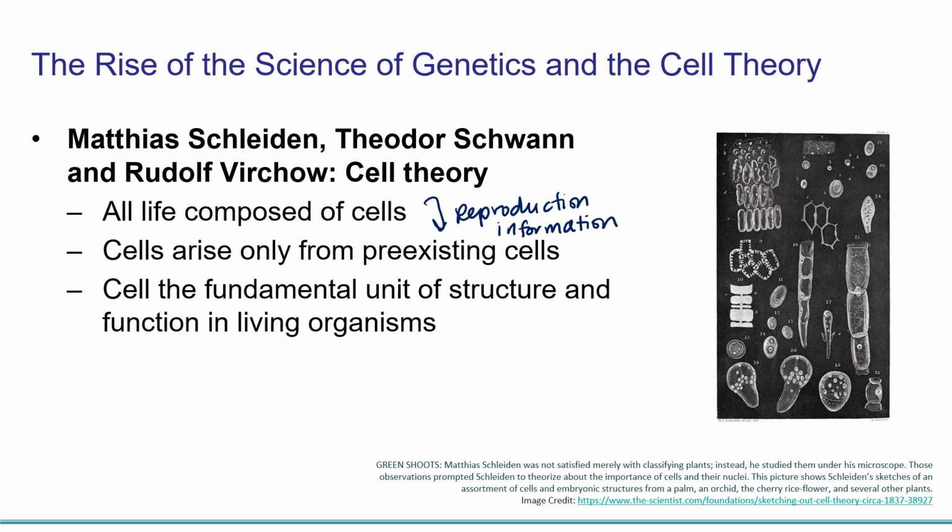If we're saying that one cell comes from another, we also have to assume that the information for life comes from the previous cell. And then the cell is the fundamental unit of structure and function, meaning that a single cell can perform all the functions that we consider living. I should say a cell does all this. The other way to say this is the cell is the smallest unit of life, the smallest one that we consider living. We're not going to go into the cell theory too much.